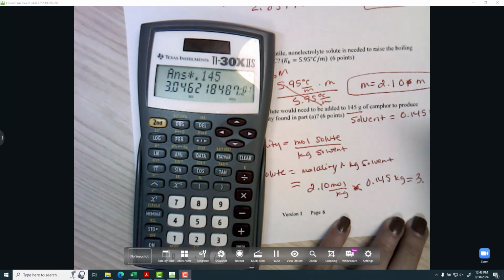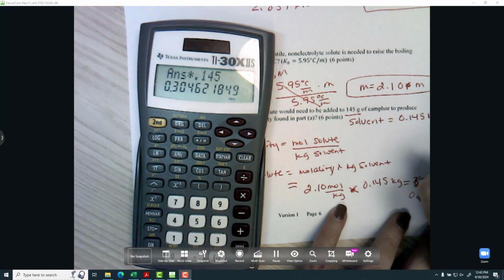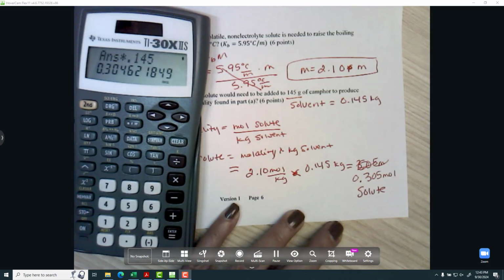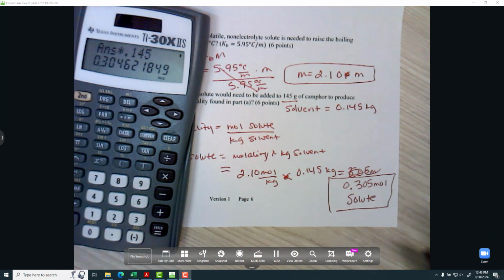And I have it in scientific notation. I don't need that in scientific notation, so let me just change it back. 0.305 moles of solute. And that's it. That's the exam. Good luck.